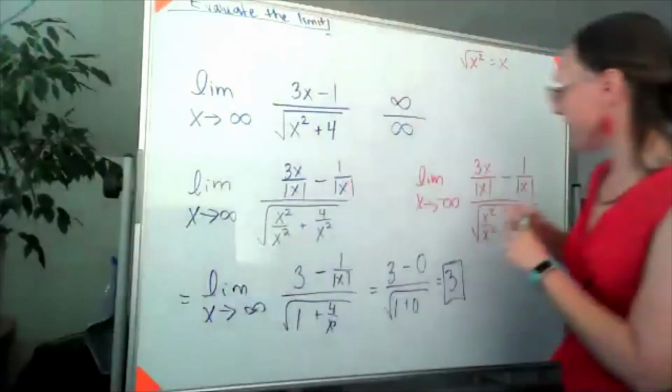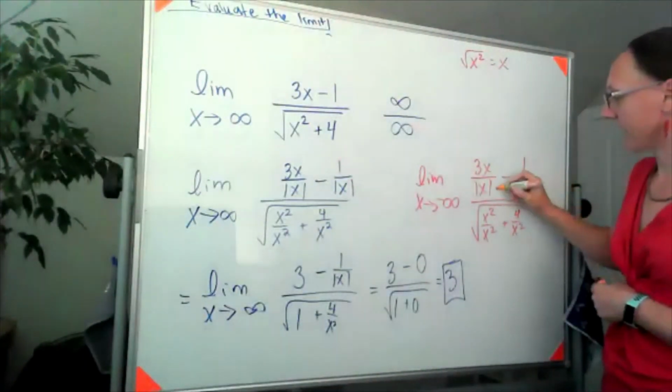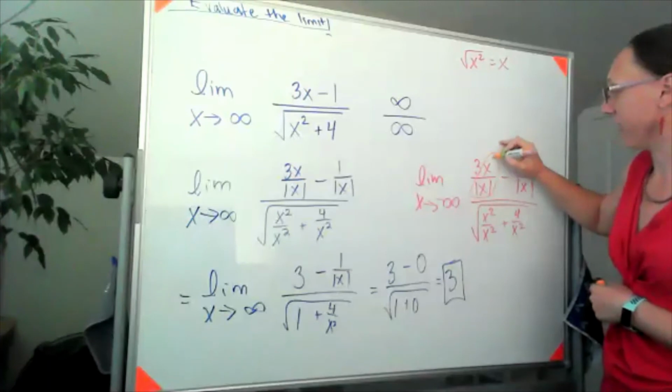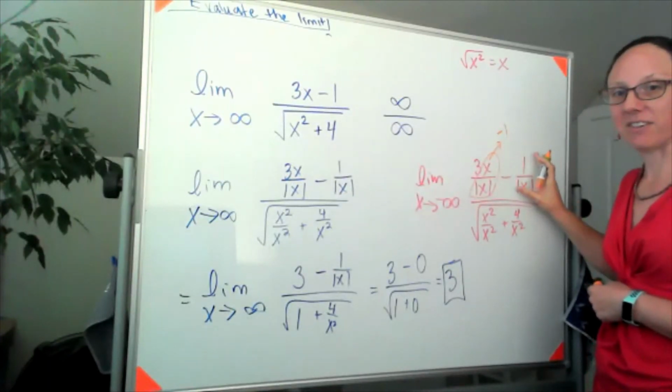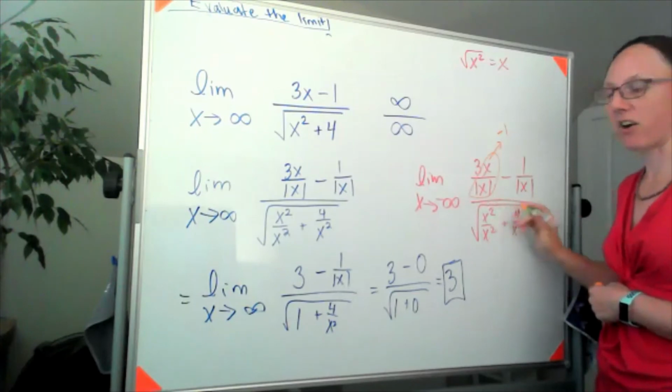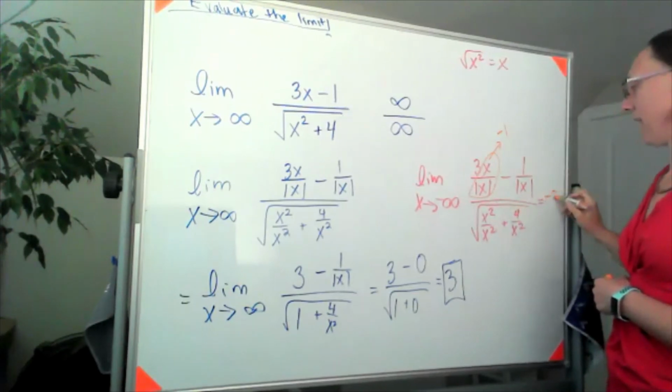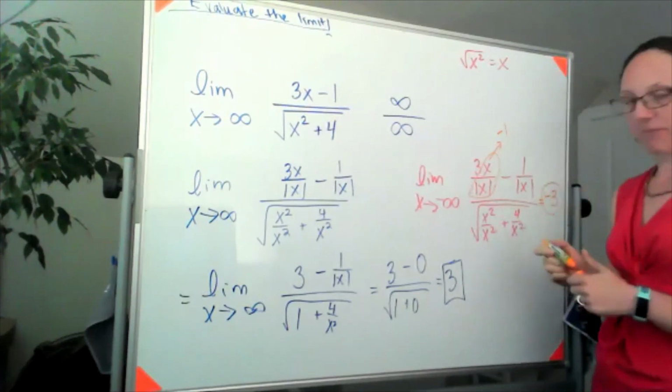So this part, that x over absolute value of x, would go to negative 1. I'd still have the 0 and the 1 and the 0. So overall, this thing would be headed to negative 3.